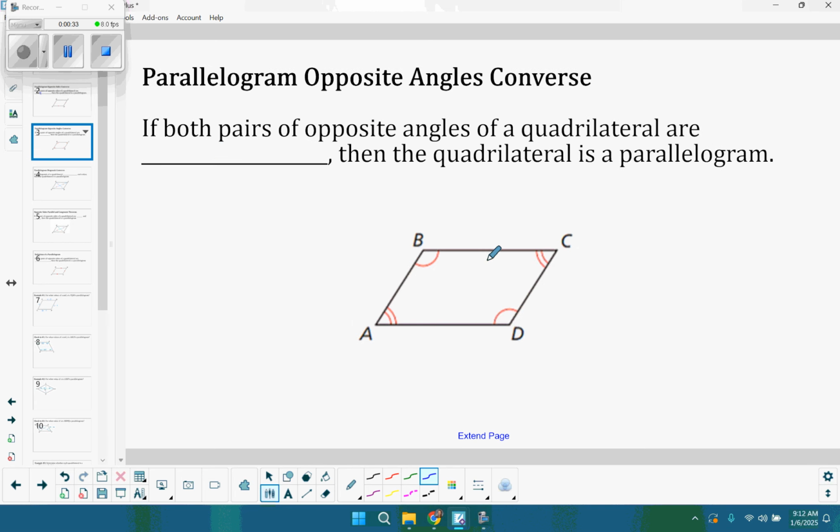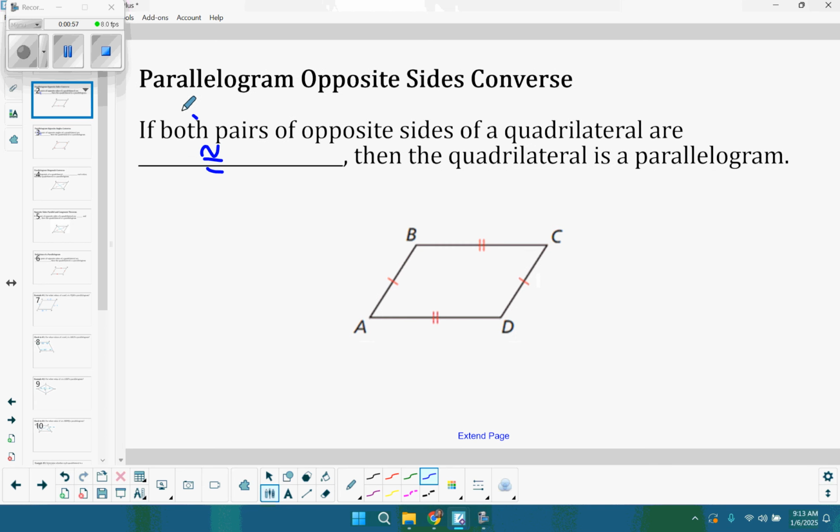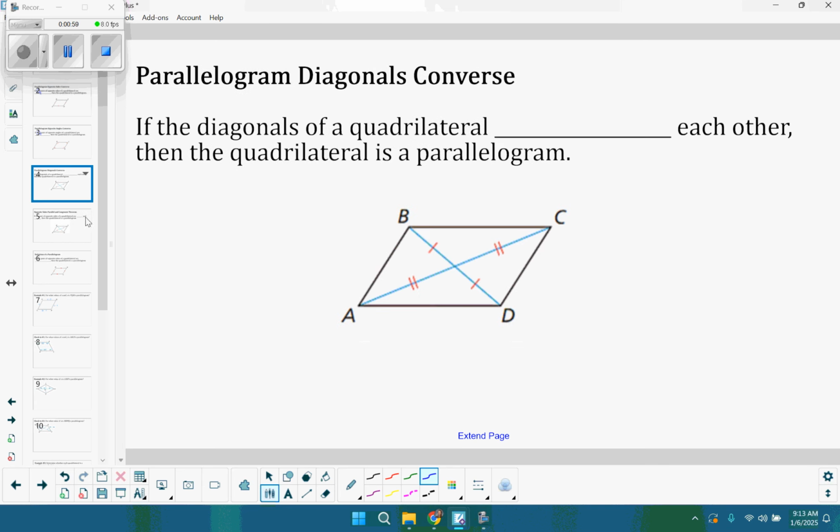Same thing with our angles. If both pairs of opposite angles are congruent, then it's a parallelogram. There's a key word in all of these converses that was not necessarily in the definitions originally, and that's both. If I don't see both pairs match, it doesn't work. If I see one pair matches and the other pair is different, it doesn't work. So both pairs, same thing for our opposite sides, both pairs of opposite sides.